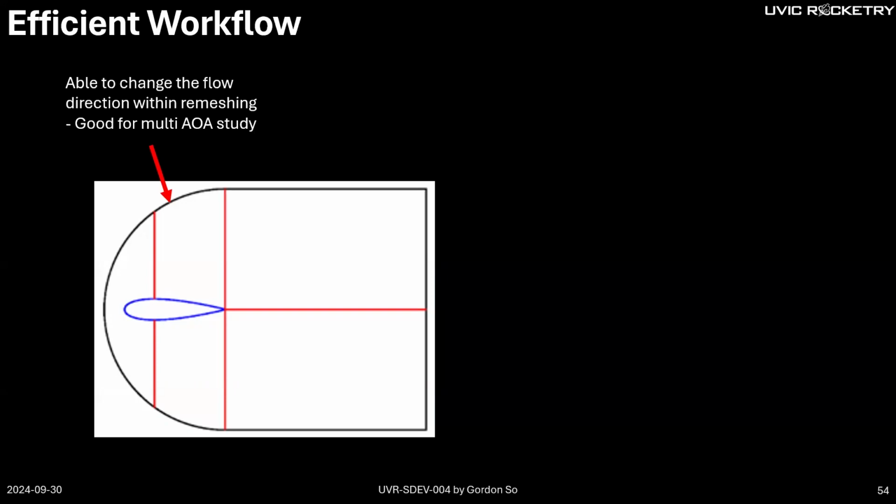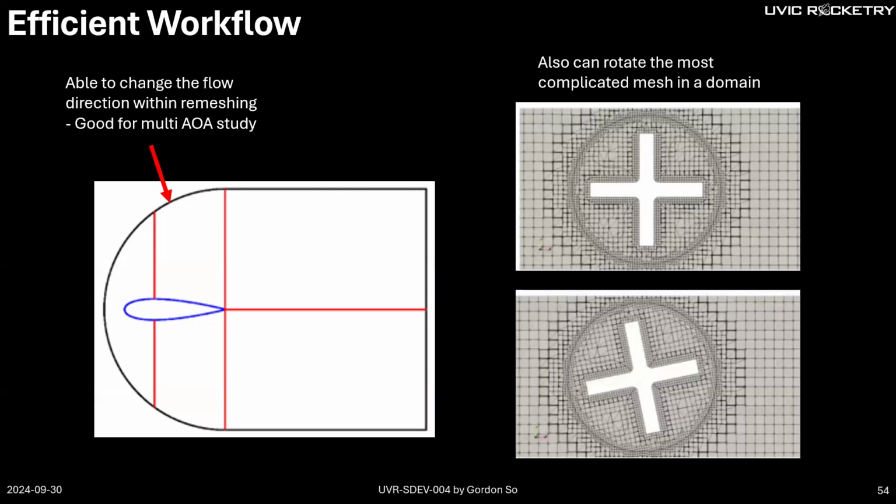Another approach that you can do for this type of multi-angle of attack analysis is to rotate a mesh. You create two domains and then you rotate it according to your angle of attack. We'll not cover this because personally I never really use it. It's just so complicated for me. But that exists. That's an option.